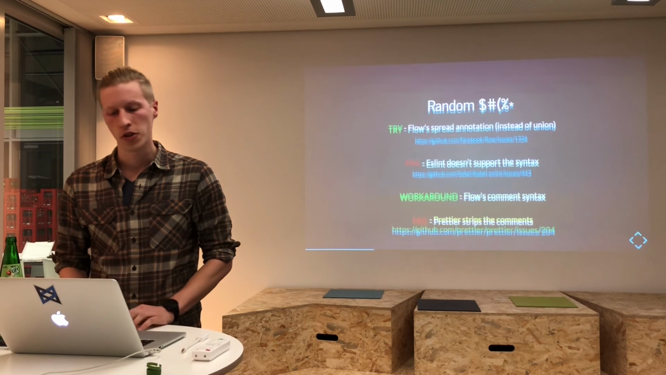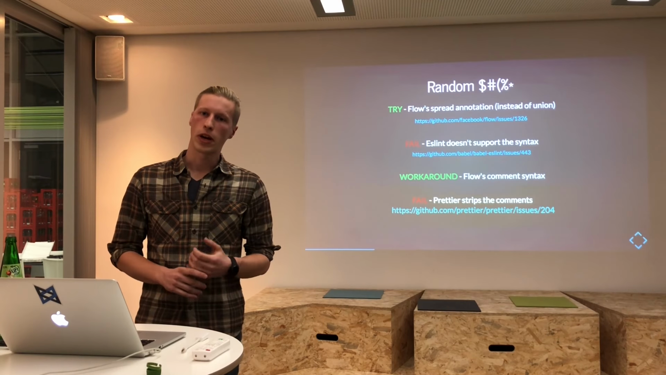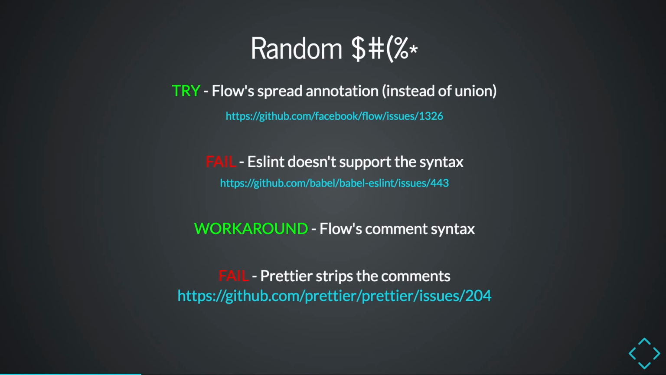So with the combination of these tools, sometimes random shit occurs. I heard about Flow's spread annotation, and I wanted to give it a try. But I couldn't because ESLint didn't yet support the syntax. Well, I thought, okay, no problem. Flow has a fallback for this. It's their comment syntax. So I tried that, but Prettier stripped out the comments. So it's like this vicious cycle.